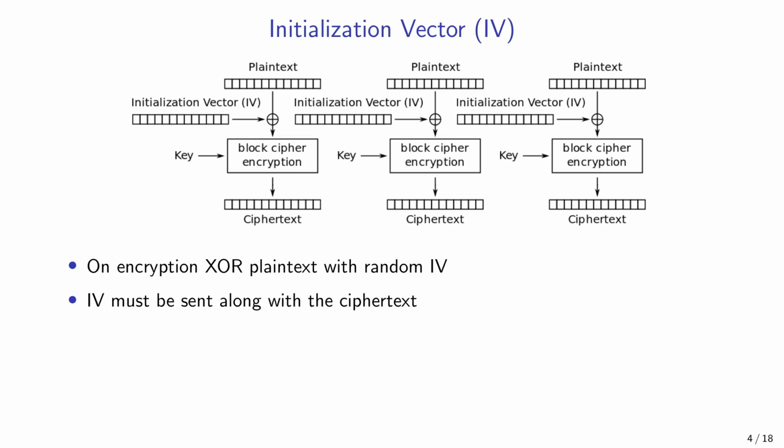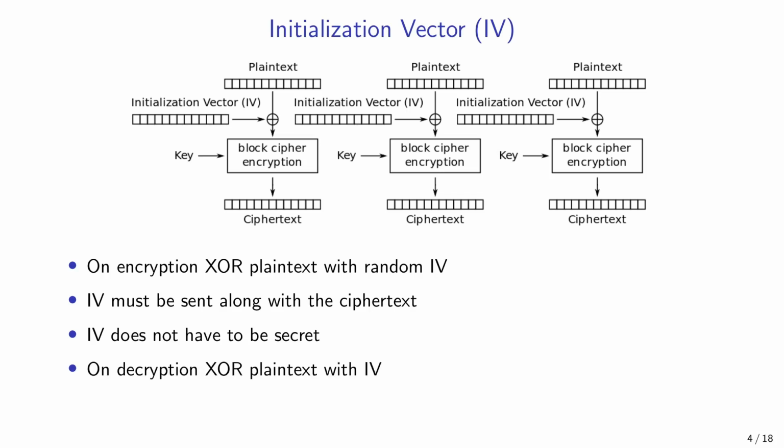Now, for the recipient to recover the original plaintext, we have to send this IV along with the ciphertext to the recipient. IV does not have to be secret. It is just a random value. Knowing the IV does not help an attacker learn anything about the plaintext. We can safely send it together with the ciphertext. On decryption, the recipient has to XOR the decrypted value with the IV to get back the original plaintext. So on encryption, we flip the bits of the plaintext, and hence on decryption, we have to flip them back to recover the original plaintext.